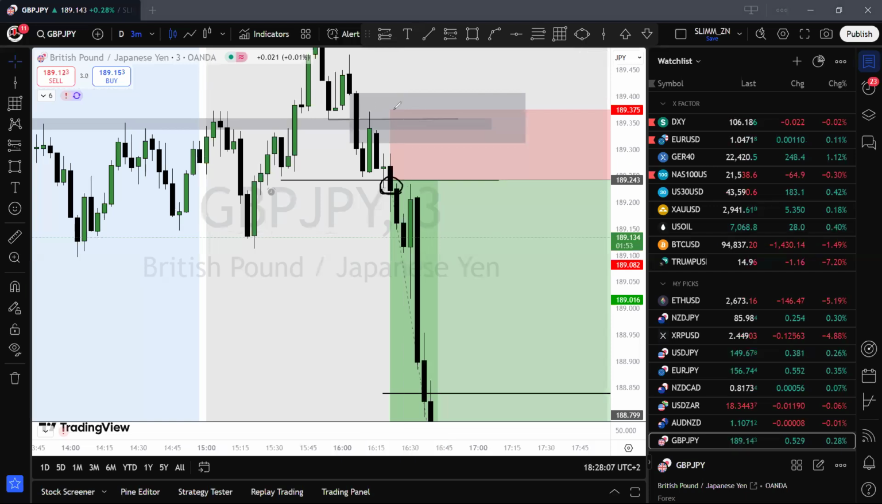My stop loss just went above this particular candle because it was what I would call a variation of a pin bar. It was the one which came and tapped into this breaker zone and also tapped into this fair value gap. So I put my stop loss above that area and I mapped out a 1:3.